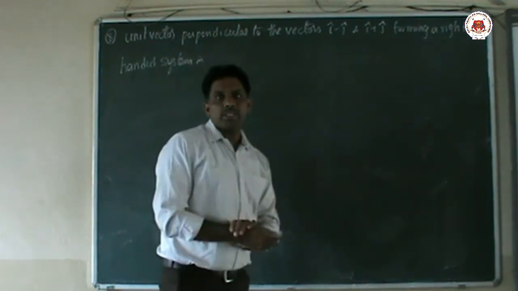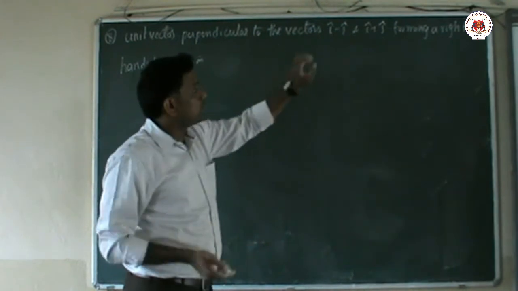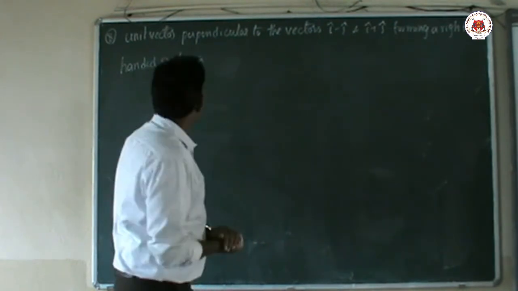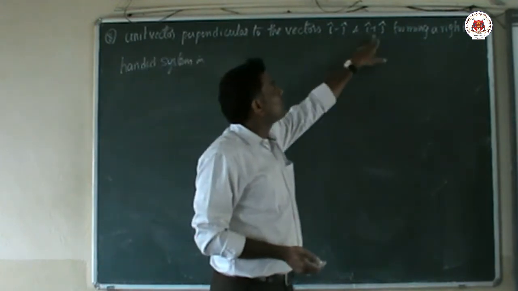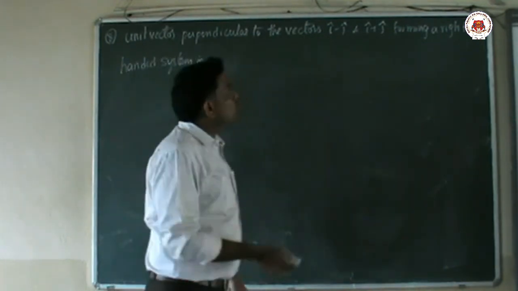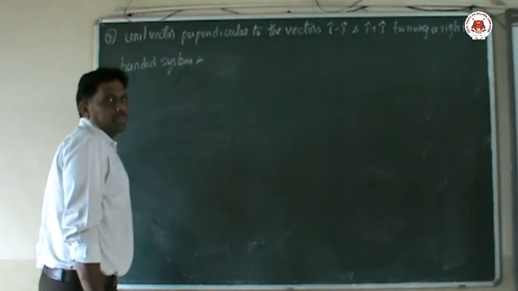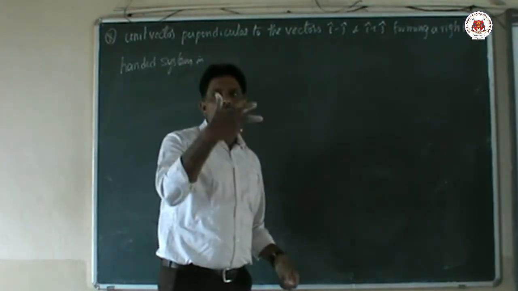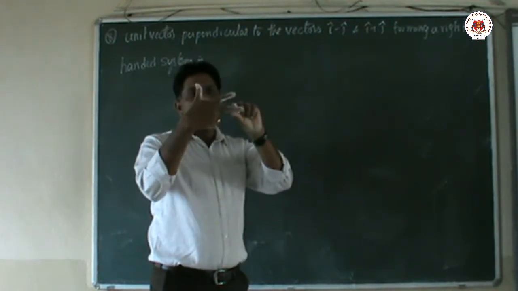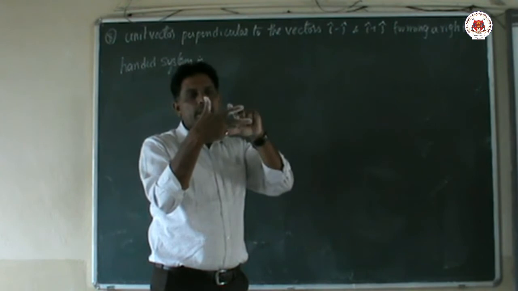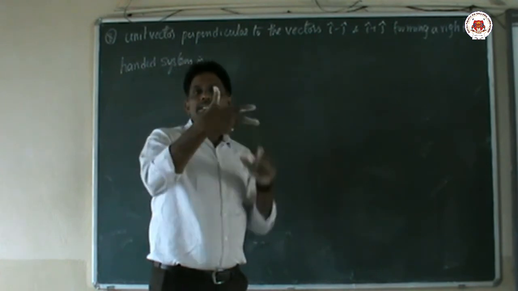Here 3 important points you have to remember in this question. On this model, 3 types of questions are there. Unit vector perpendicular to the vectors. Here 2 vectors are given, forming a right-hand system. So what is a right-hand system? Assume that this is the right hand. So this is one vector, A vector, and this is the other vector, B vector. A vector and B vector. This is a right-hand system.